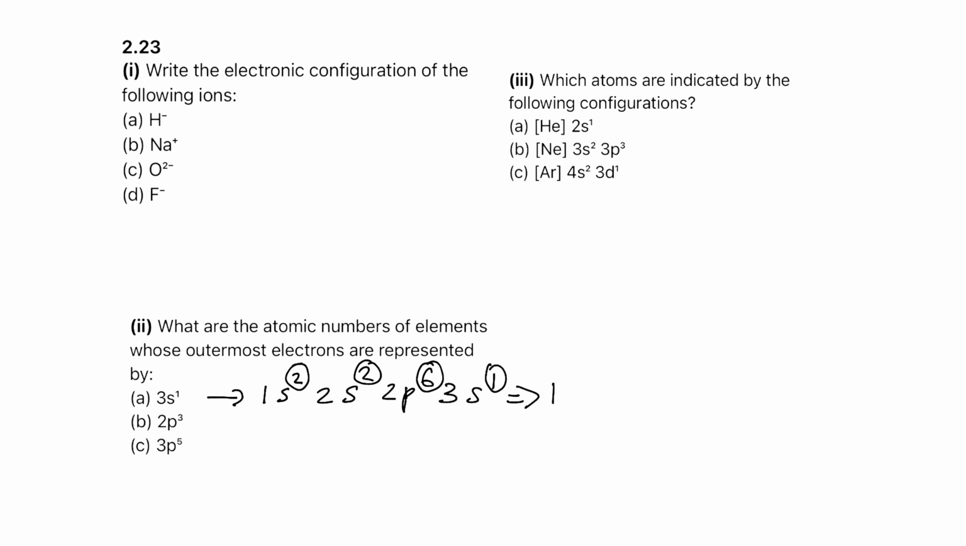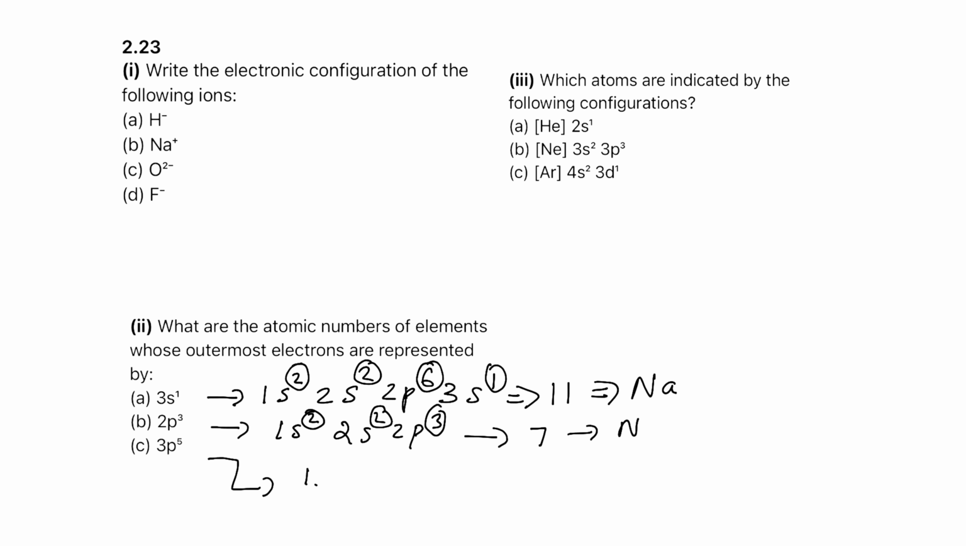So what is that? 11. Atomic number is 11. And if they ask what is the atom or element, it's sodium. Now next one is what? 1s2, 2s2, 2p3. Okay. So add this: 2 plus 2 plus 3, 4 plus 3 is 7. It's nitrogen. Now what is the next one?